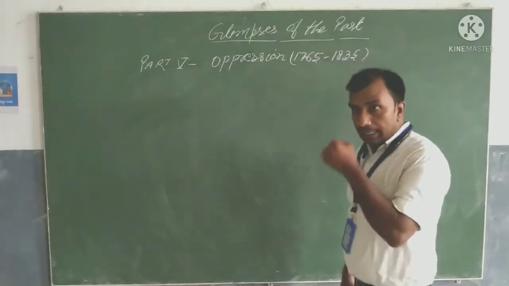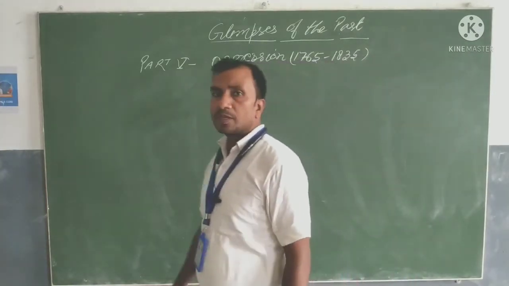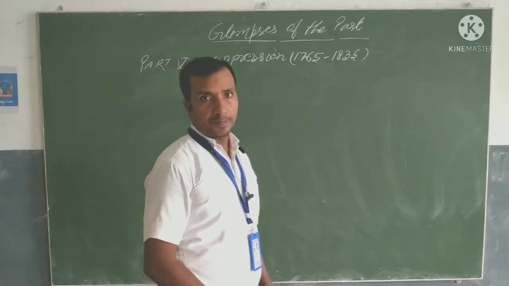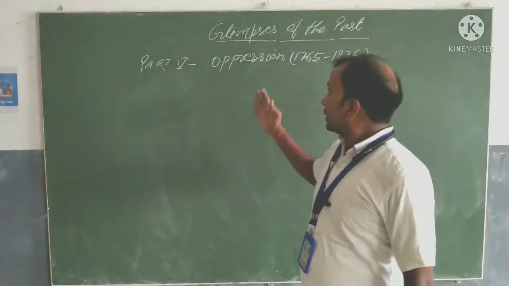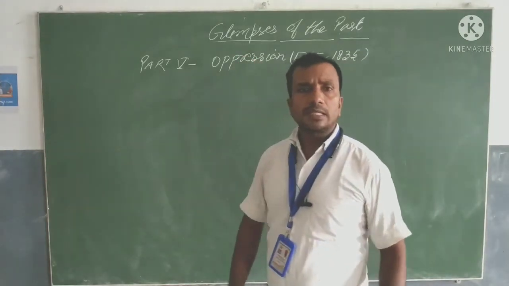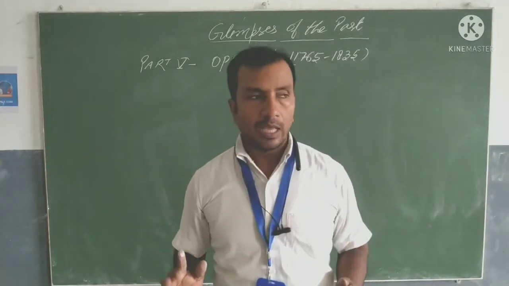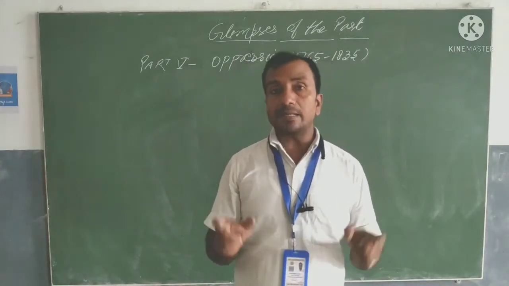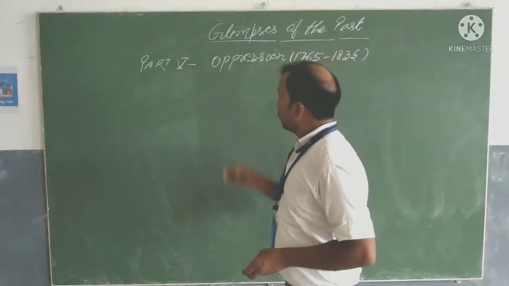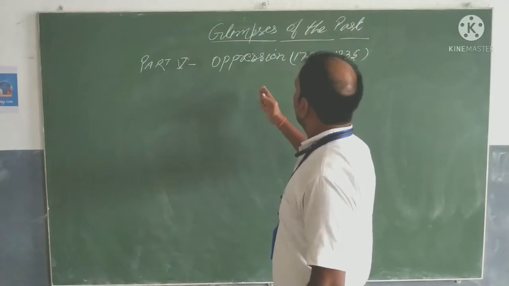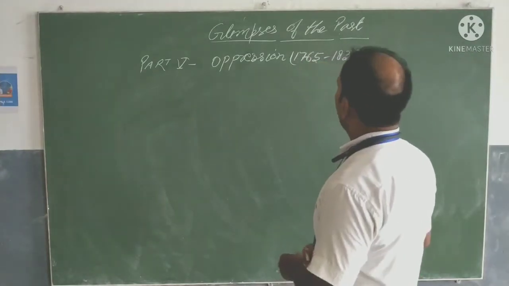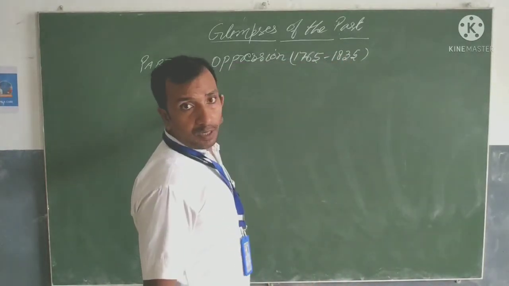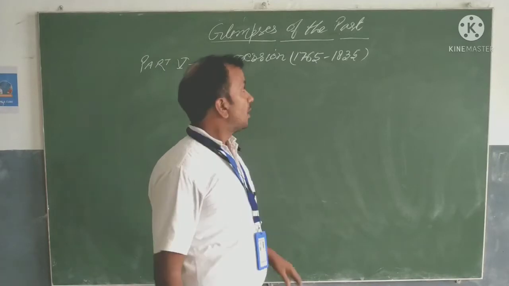Myself Dhananjay sir, and I am going to explain the fifth part of your chapter, Glimpses of the Past. Students, as you know, Glimpses of the Past is directly related to our Indian history and what events happened during the British rule. This was explained in this chapter. So it is not a very simple chapter, it is glimpses of your India and Indian history.